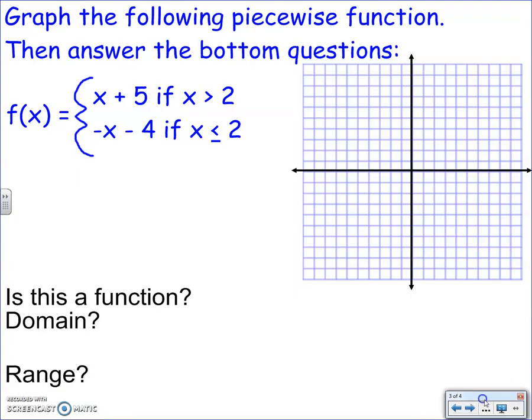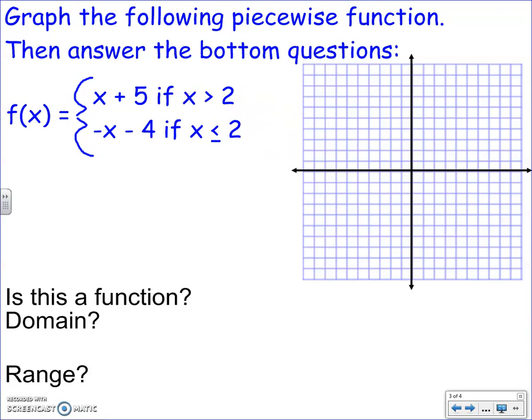So here's an example of a piecewise. Let's graph it, then answer the bottom questions. This graph, f of x, has two pieces. It has this top piece right here, and this bottom piece down here. So we use the top piece for every x value greater than 2, so on the right side of 2. Then we use the bottom for every x less than or equal to 2, so at 2 and to the left.